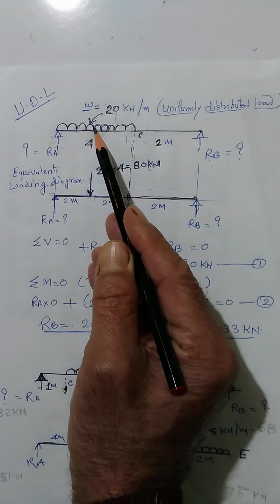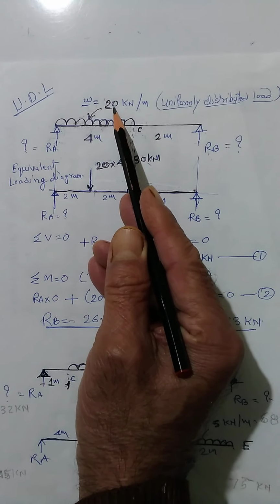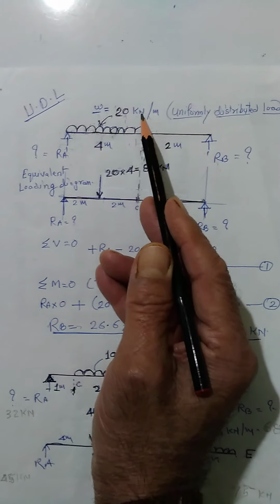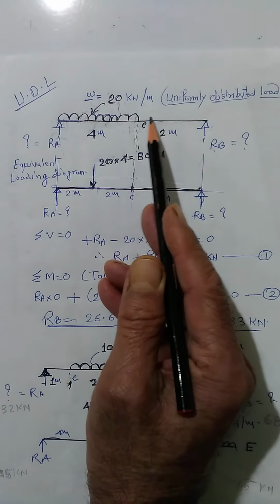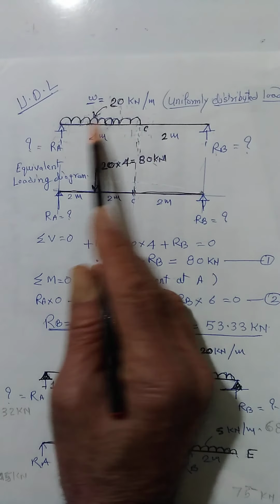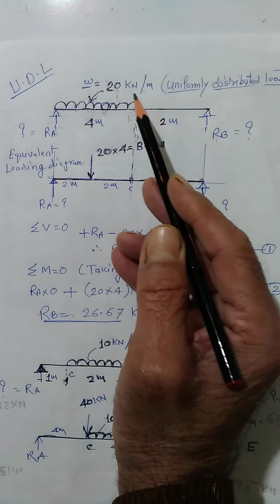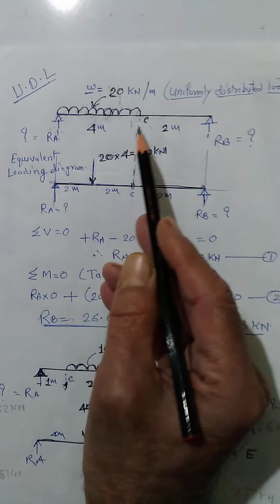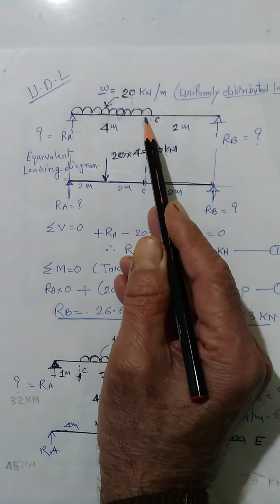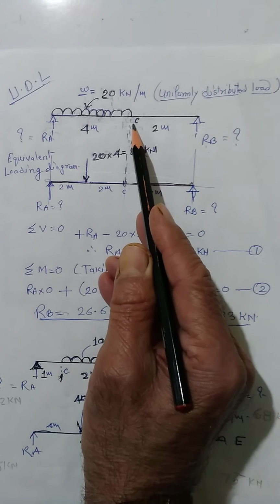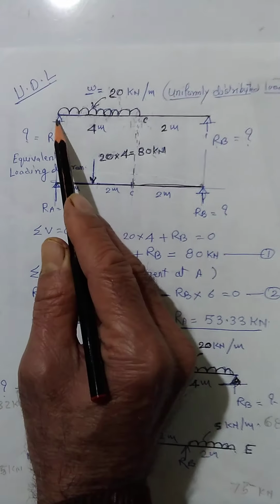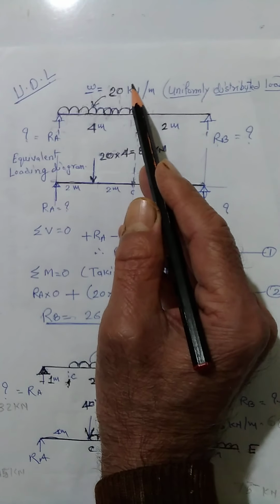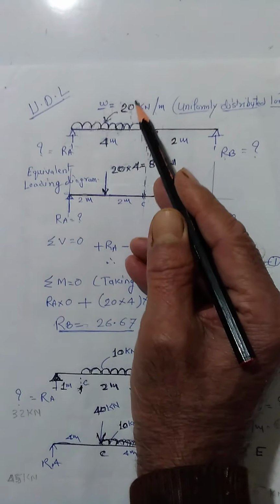For the next 1 meter, again the magnitude is 20 kilonewton. Again for the next 1 meter, the magnitude is 20 kilonewton. And for the last 1 meter, again it takes 20 kilonewton. So the total load from A to C, over the 4 meter length, is evenly distributed over the entire length, and the unit is 20 kilonewton per meter.